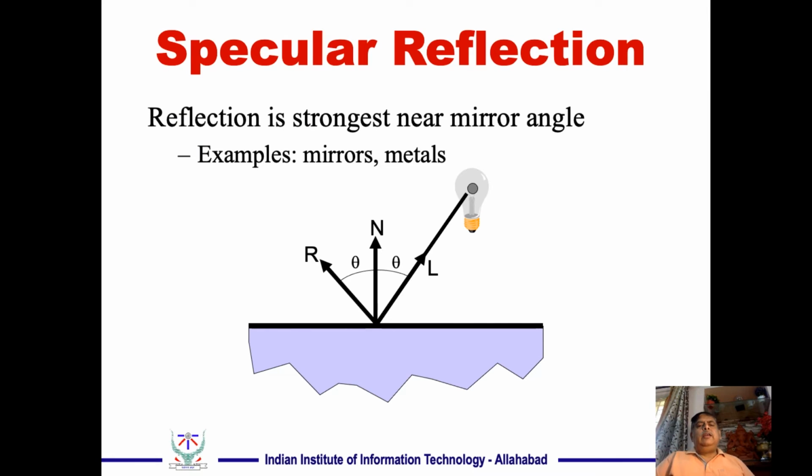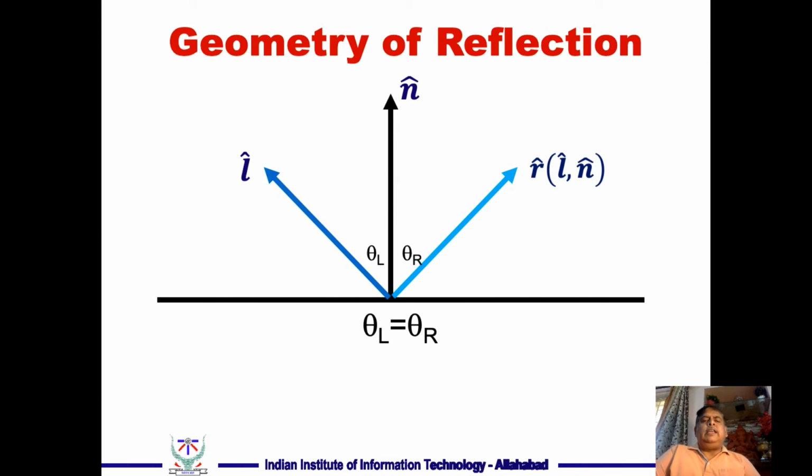So here, the reflection is strongest near the mirror angle. You see here the light being illuminated and the angles being the same. So let us try to derive the reflected beam from the vector L and the normal N. So we know that theta L is equal to theta R.